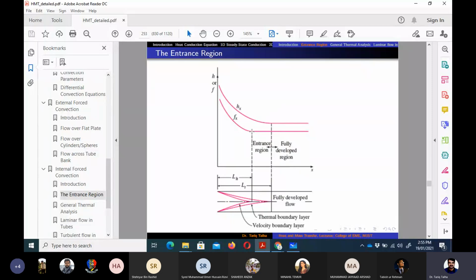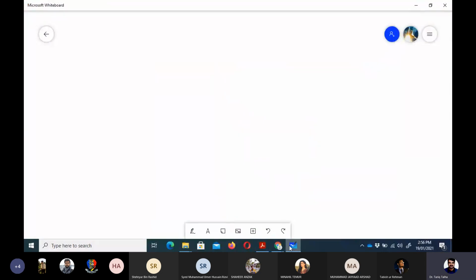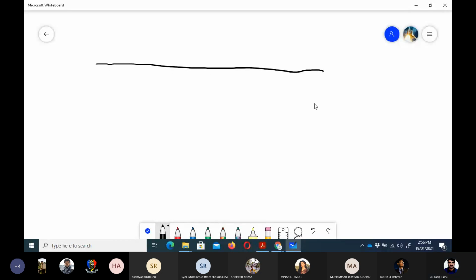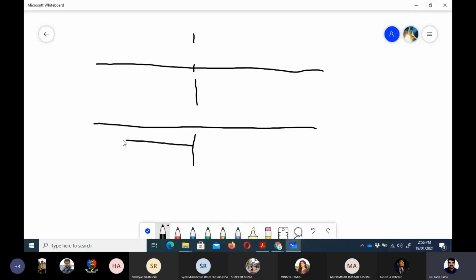Now, what is the value of the entrance region? Let me take you to the whiteboard. If we have a pipe flow, and this is the pipe, then first here it would be the entrance region. For the velocity boundary layer, we call it LH, the hydrodynamic entrance length.